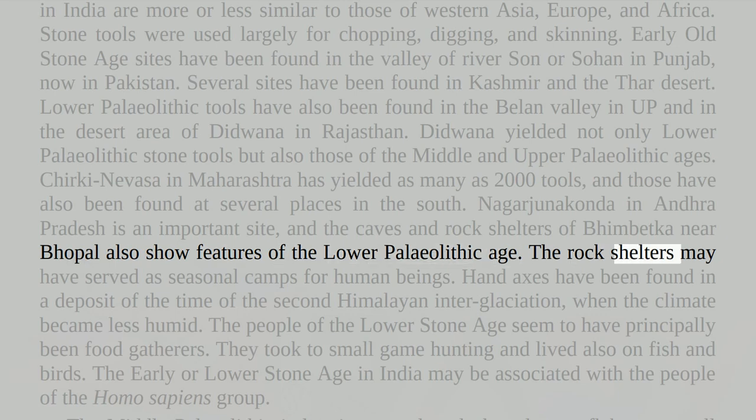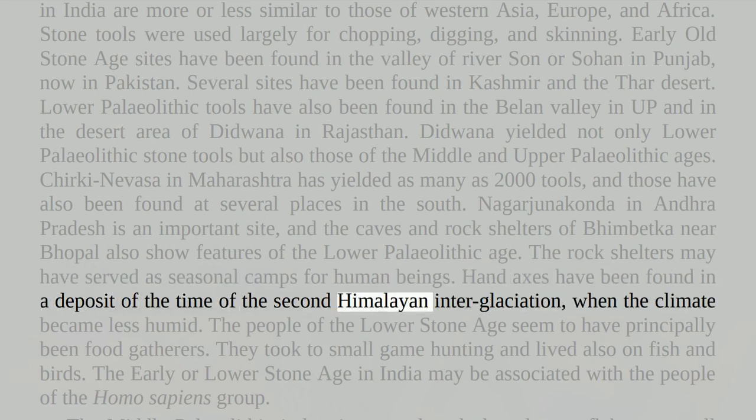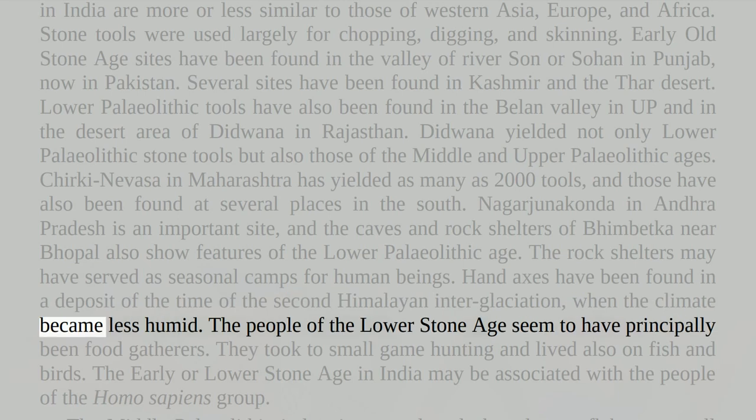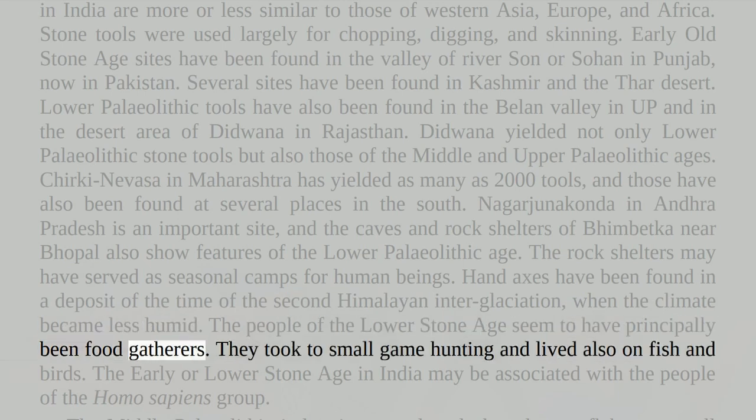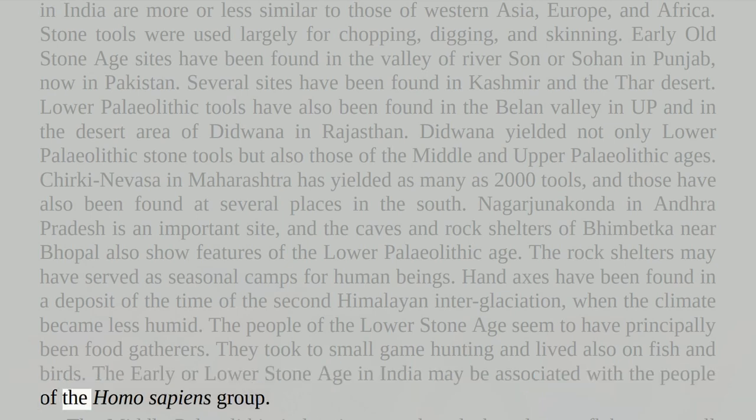The rock shelters may have served as seasonal camps for human beings. Hand axes have been found in a deposit of the time of the second Himalayan interglaciation, when the climate became less humid. The people of the Lower Stone Age seem to have principally been food gatherers. They took to small game hunting and lived also on fish and birds. The Early or Lower Stone Age in India may be associated with the people of the Homo sapiens group.